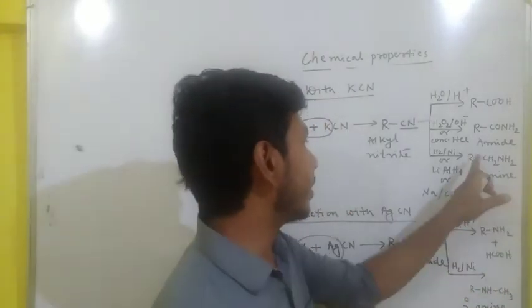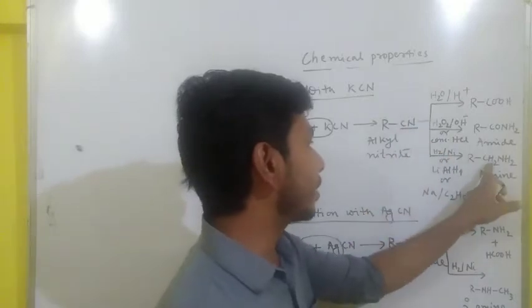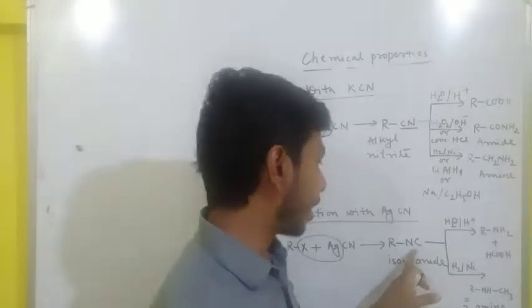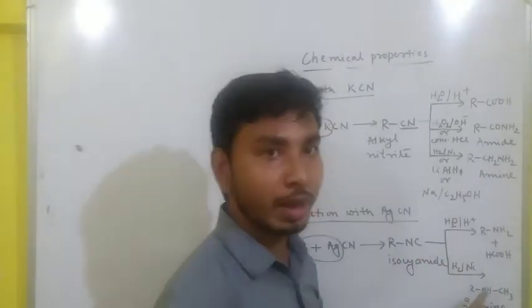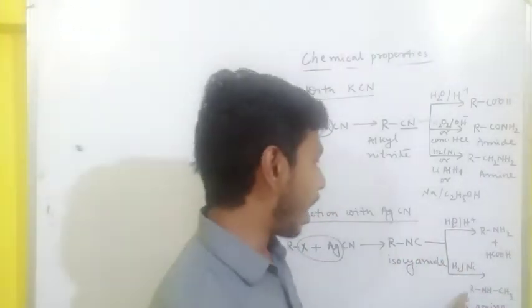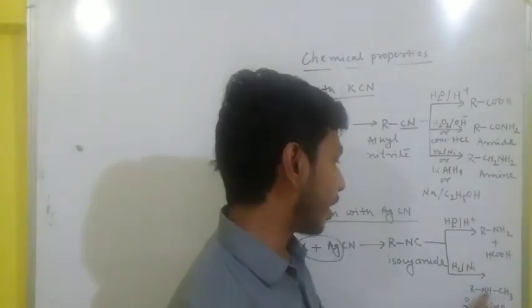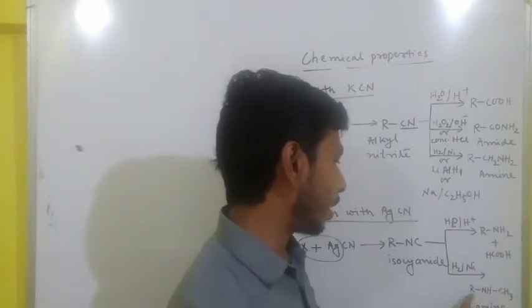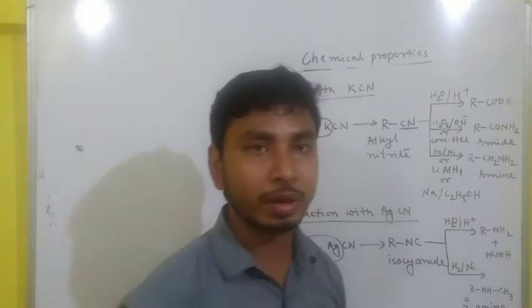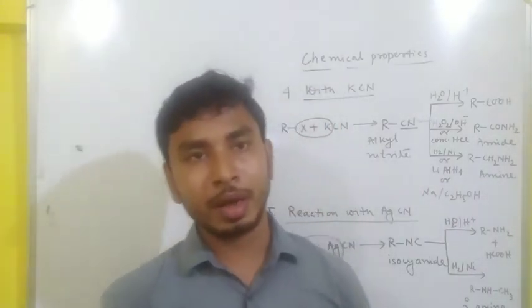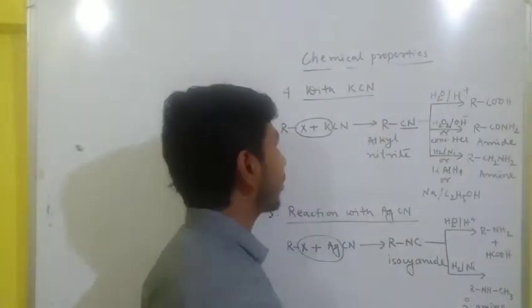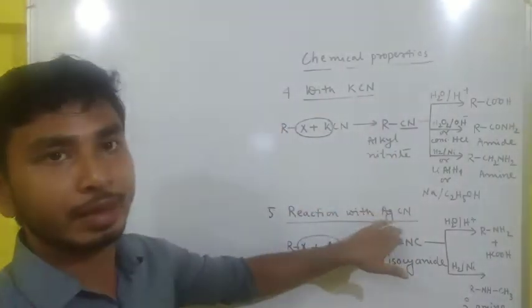Here the CN group gives CH2NH2, that is primary amine, 1 degree amine. And isocyanide upon reduction gives the 2 degree amine, RNHCH3. Here nitrogen is bonded with 1 carbon atom and 1 alkyl group, so nitrogen is attached directly to 2 carbon atoms, so it is 2 degree amine. So these are the reactions with KCN and AgCN.